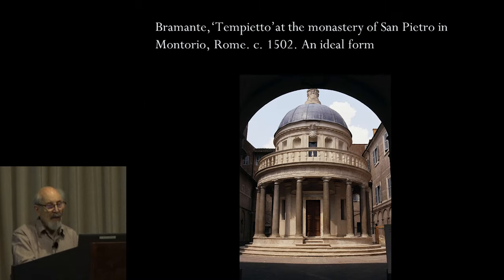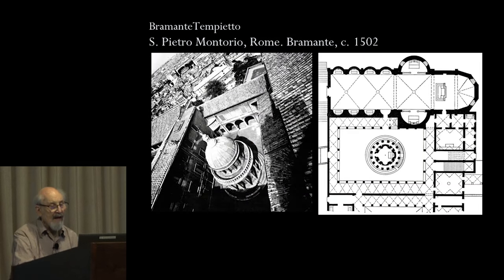He must have been much happier when he designed this called Tempietto, a little temple. Temple, of course, being a classical word rather than a Christian word. And this was at the monastery of San Pietro in Montorio in Rome, built in 1502. So we got to the beginning of the 16th century. And he's able to make it completely circular and cover it with a central dome. But it's not actually a church for services. It is the site of the place where St. Peter was martyred. And so it is sort of like a reliquary remembering this event.